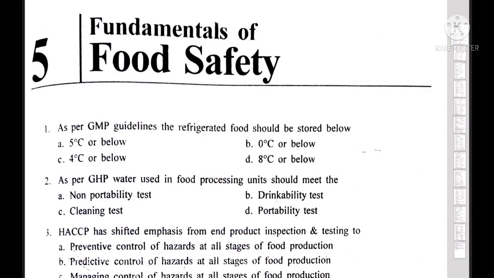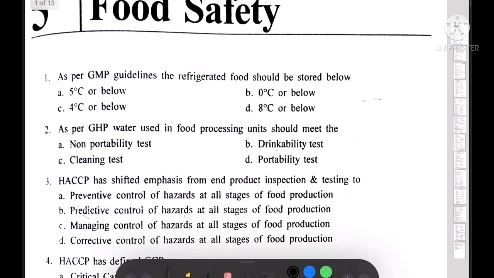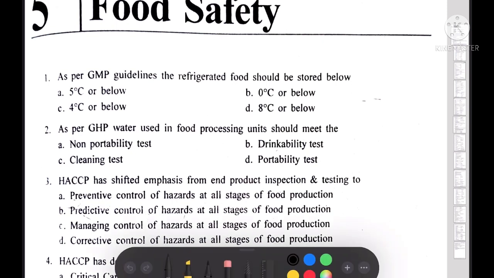So our today's lecture is on a mock test of fundamentals of food safety. Let us start with question number 1. As per GMP guidelines, the refrigerated food should be stored below. The options are: A, 5 degrees Celsius or below; B, 0 degrees Celsius or below; C, 4 degrees Celsius or below; and D, 8 degrees Celsius or below. The correct answer is 5 degrees Celsius or below. As per GMP guidelines, the refrigerated food should be stored at 5 degrees Celsius or below.